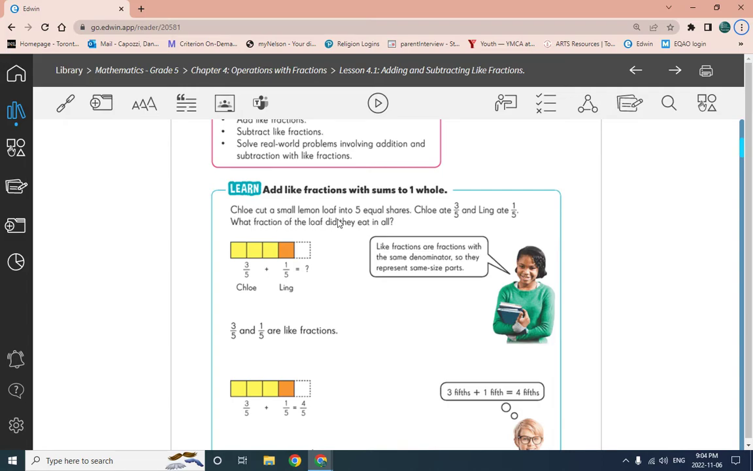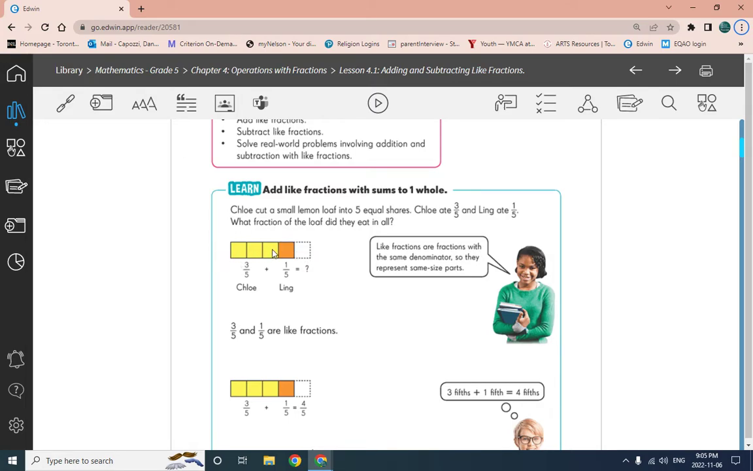In this case, Chloe cut a small lemon loaf into 5 equal shares. Chloe ate 3/5 and Ling ate 1/5. For both these fractions, the denominator is 5. The numerators can be different. In this one, Chloe 3/5, 3 of the 5 pieces applied to her, and for Ling, 1 of the 5 pieces applied to her. We have a graphical representation of this right here.